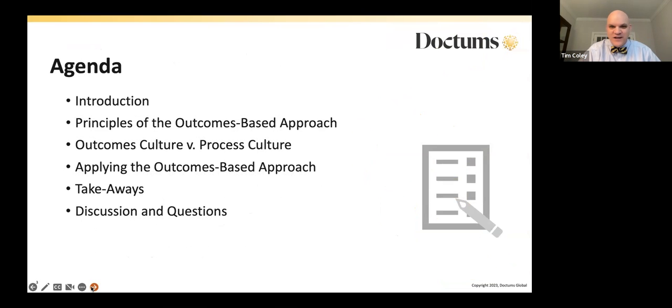So here's our session today. We're going to talk about this idea of an outcomes-based approach. It might be what you think, and there might be some things that you haven't thought of. We're going to understand the outcomes-based approach by comparing it to our more conventional process-based approach, and we'll think about those cultures. We're going to talk about ways to apply it, and we'll give you a short case study. And then we'll have time for questions and discussion.